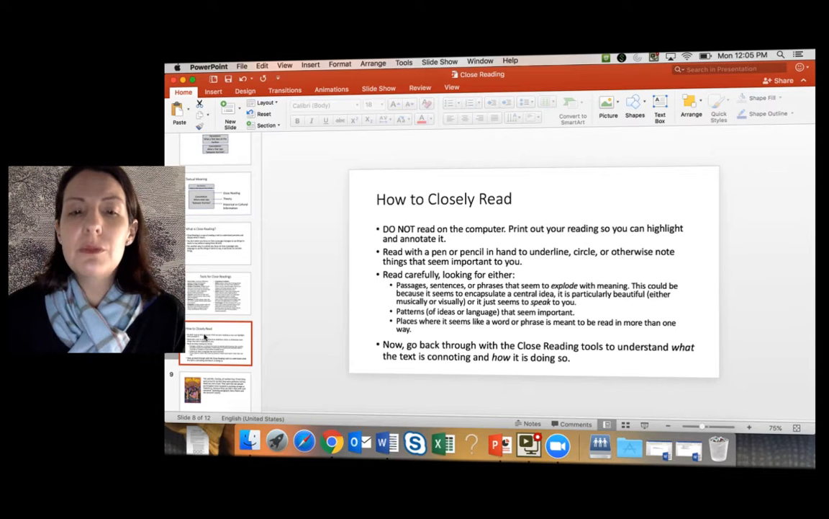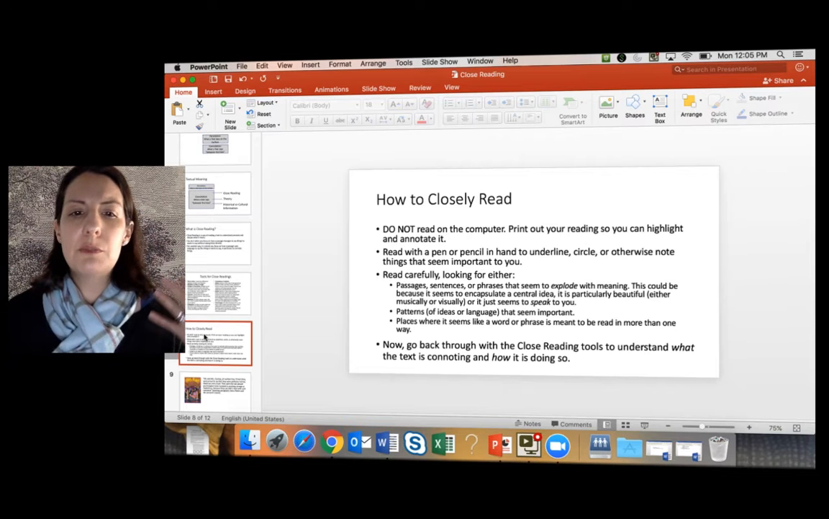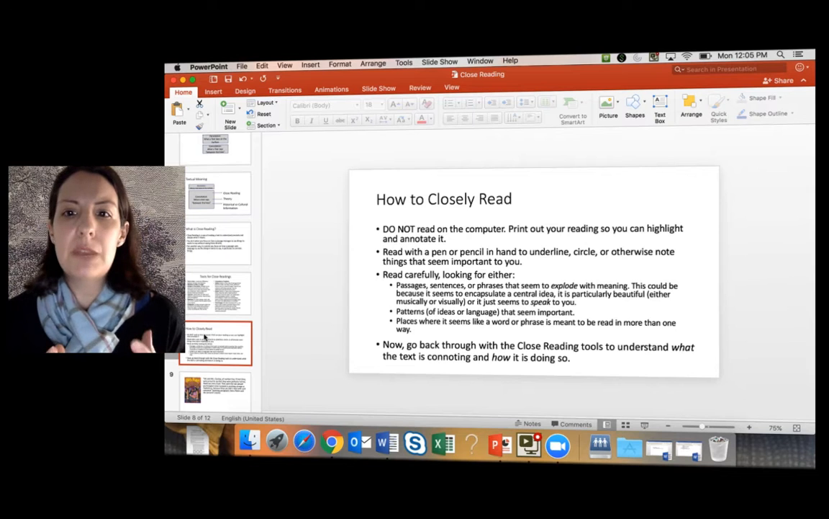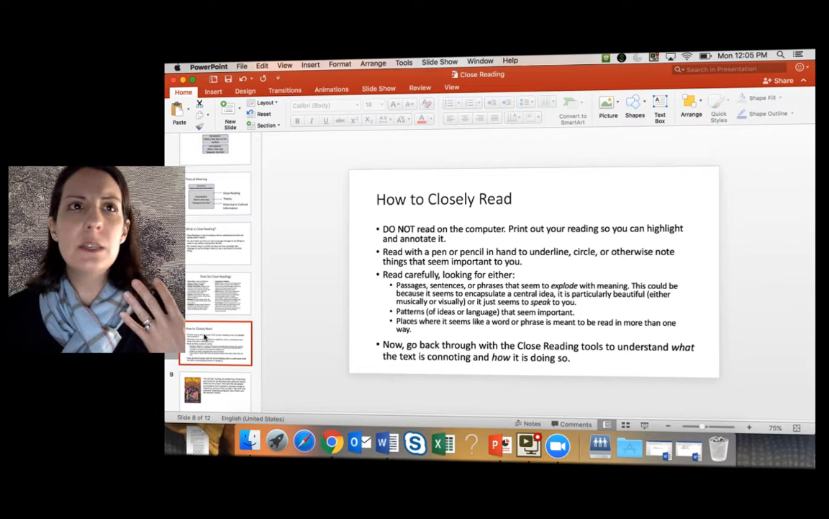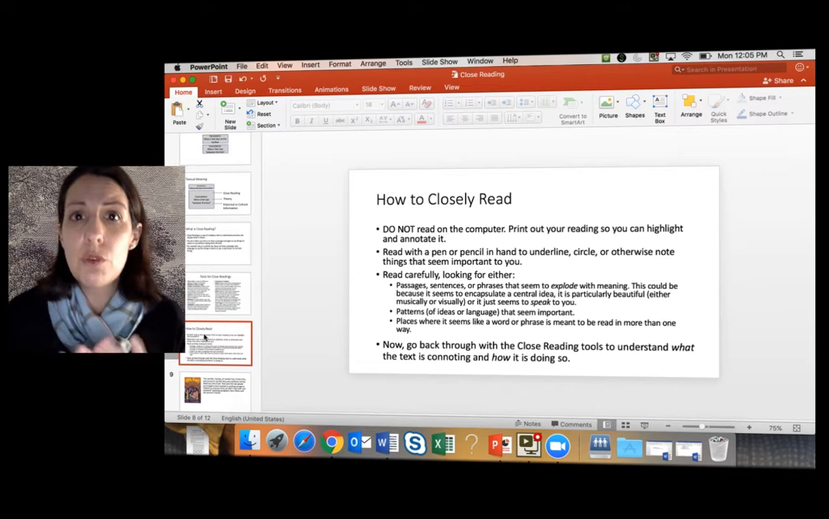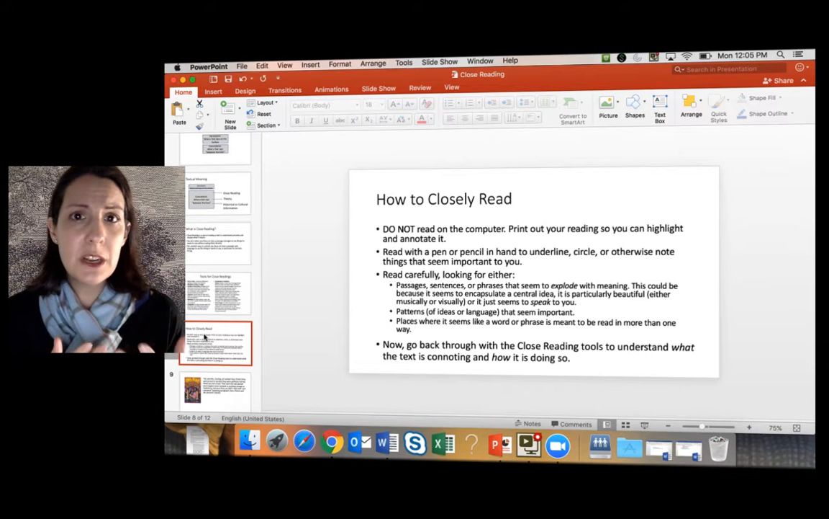Finally, thirdly, I should say, read carefully. I want you to look for a few things when you're reading. One is really just passages, sentences, or phrases that seem to explode with meaning. This could mean they encapsulate a central idea. It could be because it is particularly beautiful or noteworthy, either musically or imagistically. Or it might just be that it kind of speaks to you.